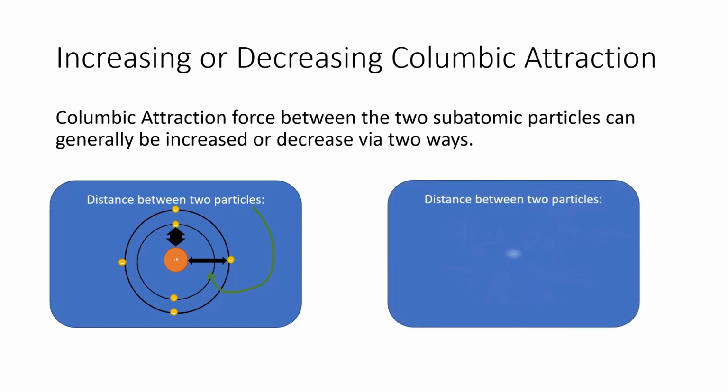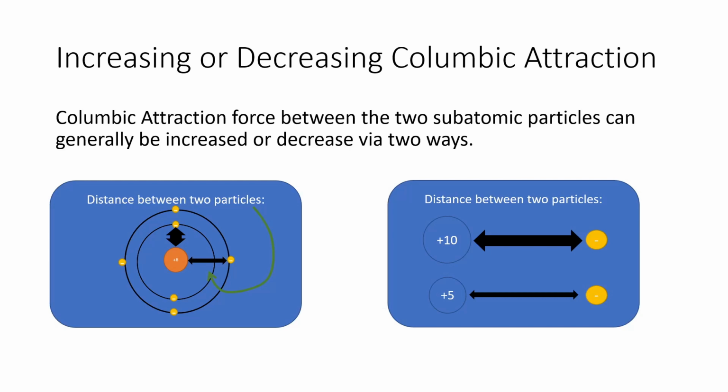We can also increase and decrease Columbic attraction using the number of protons. You see, when you increase the number of protons, the Columbic attraction increases, and when we decrease the number of protons, the Columbic attraction decreases. And this Columbic attraction can either make the electrons go closer or farther away from the nucleus.